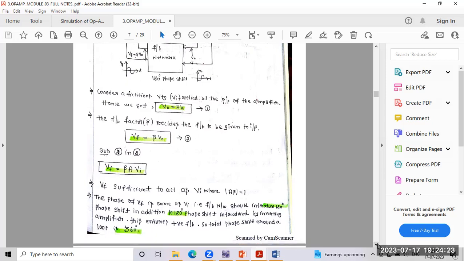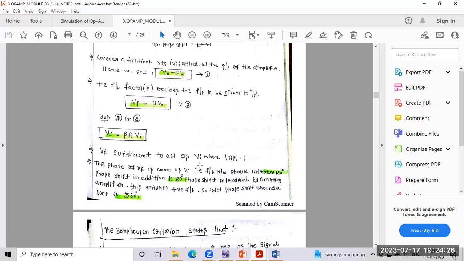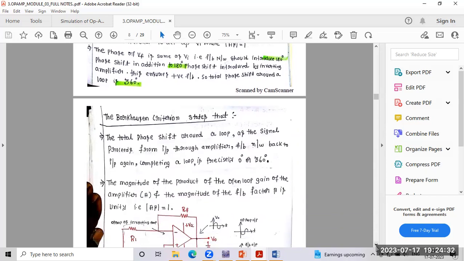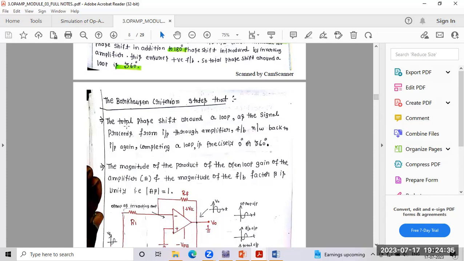Here we should know the basic Barkhausen criteria. What is the Barkhausen criteria? There are two criteria we should satisfy. The total phase shift around a loop should be equal to 0 degree or 360 degree. The magnitude of the product of the open loop gain A of the amplifier and the feedback factor beta is unity. Magnitude of A beta should be equal to 1. These are the two criteria. One is total phase shift should be equal to 0 or 360 degree. Another criteria, magnitude of A beta equal to 1.